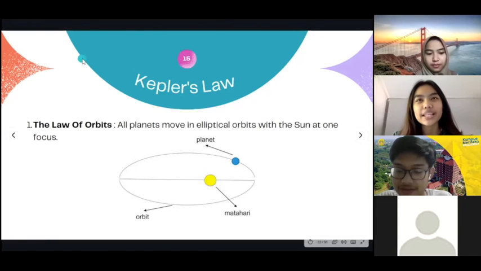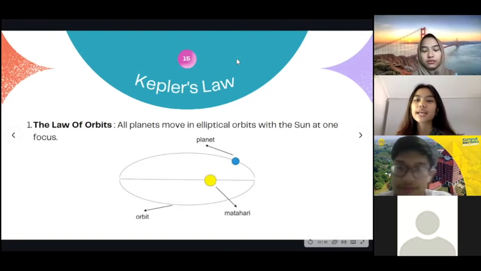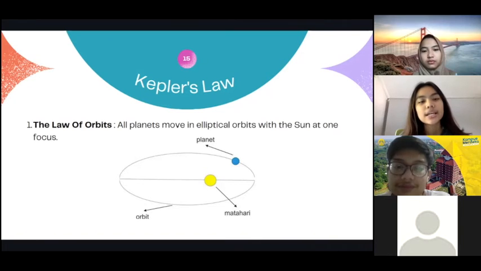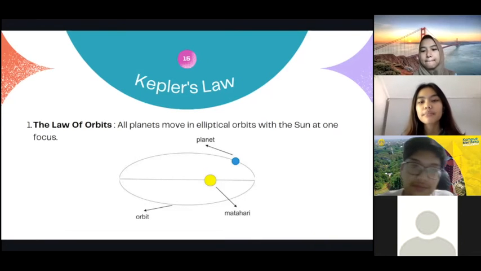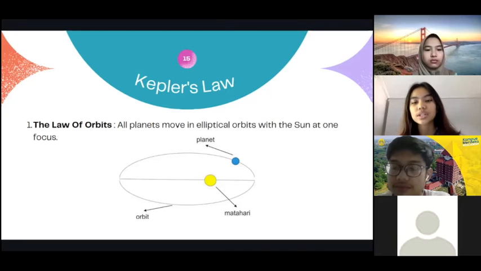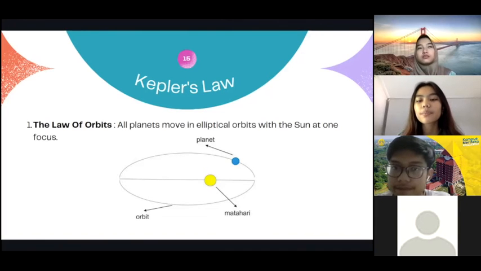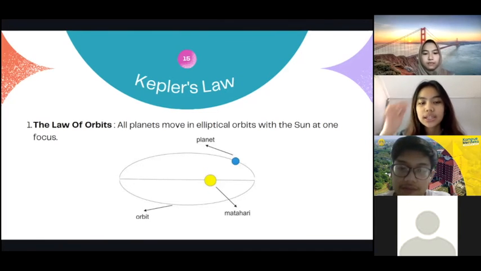Now we discuss Kepler's laws. The first law is the law of orbits. All planets move in elliptical orbits with the sun at one focus. The orbit is defined by its semi-major axis a and its eccentricity e. An eccentricity of 0 corresponds to a circle. An eccentricity greater than 0 and less than 1 corresponds to an ellipse. The eccentricity of Earth itself is 0.0167.